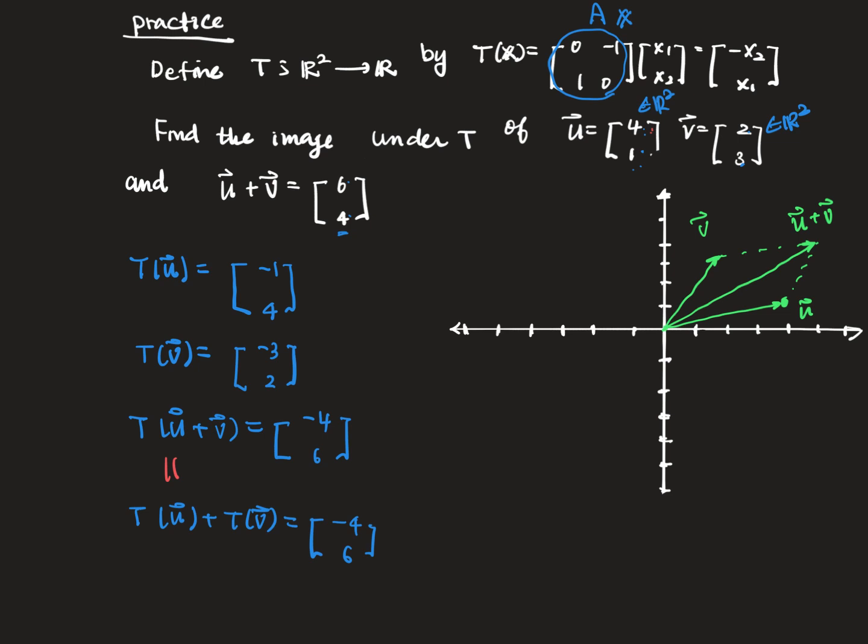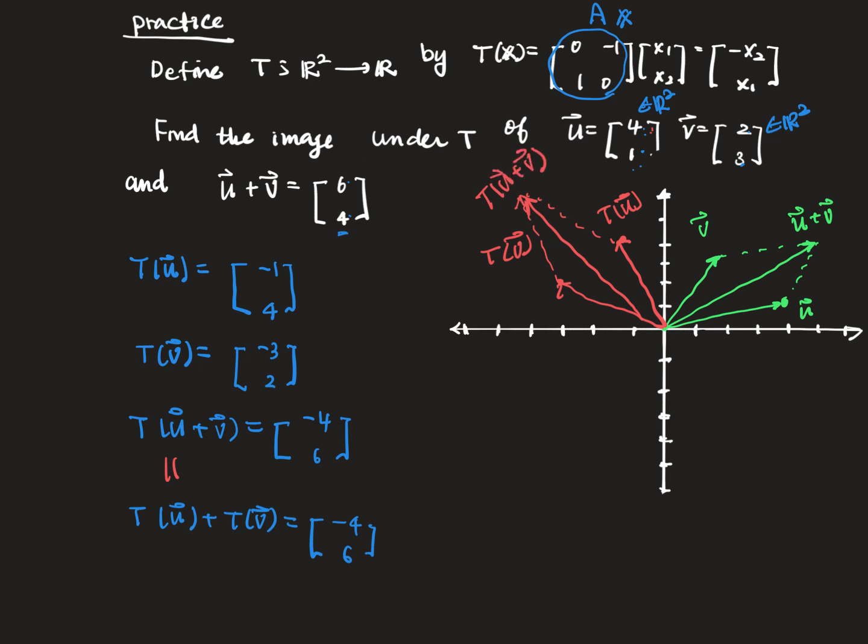Tu is going to be negative 1 and 4. That's Tu. Tv is going to be negative 3 and 2. That's Tv. So how can we find Tu plus Tv? Let's just get the parallelogram. It is right here. So Tu vector plus Tv vector is right there, Tu plus Tv vector, okay?